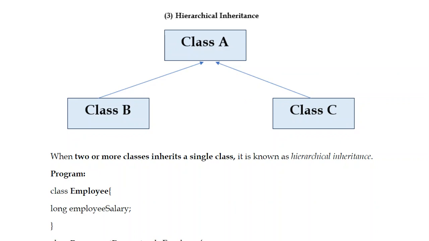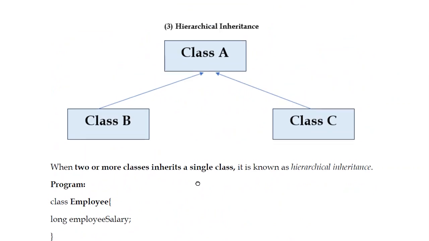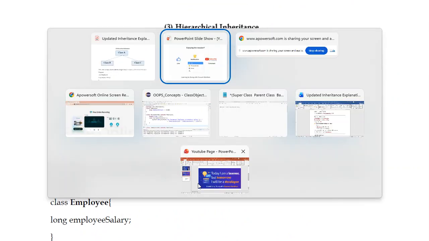So, two child classes have only one parent. It looks like a tree structure, and that is what we call hierarchical inheritance. It maintains some order. So two child classes have one parent. This is hierarchical inheritance. When two or more classes inherit a single class, it is known as hierarchical inheritance. So we'll discuss it in a hands-on manner.